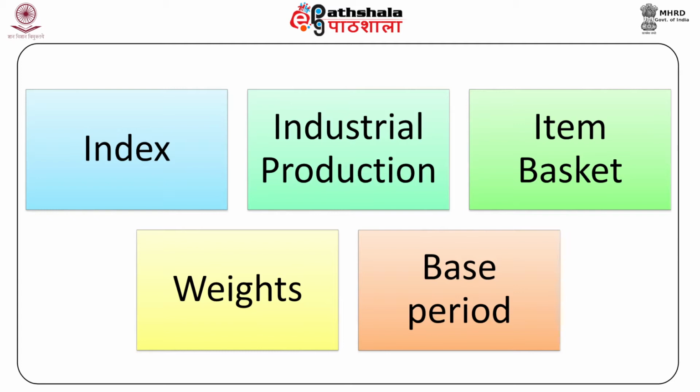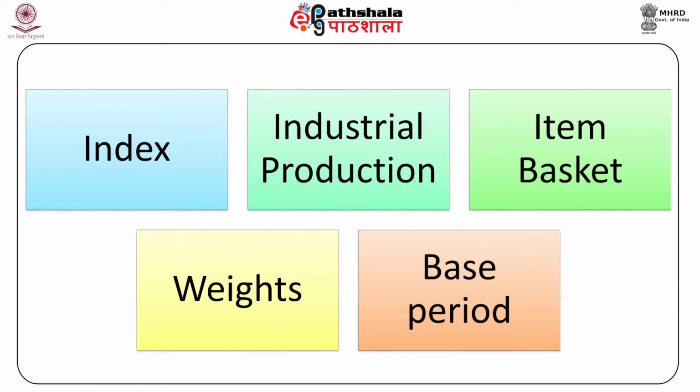Then industrial production. All industrial activities which are classified under International Standard Industrial Classification, that is ISIC, form part of industrial production. National Industrial Classification, that is NIC, is the basis for classification of all economic activities within the boundary of India. Then there is item basket, a representative collection of items selected by understanding their relative importance in contribution to economic growth for computation of the index.